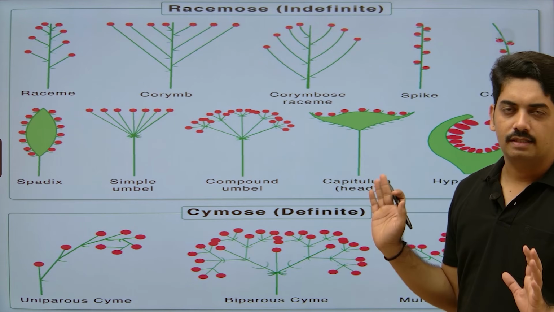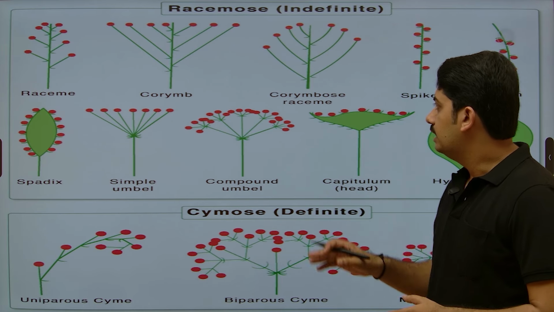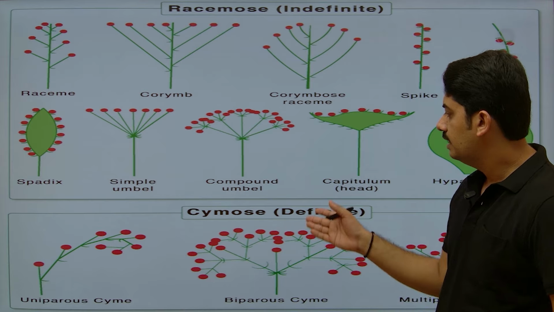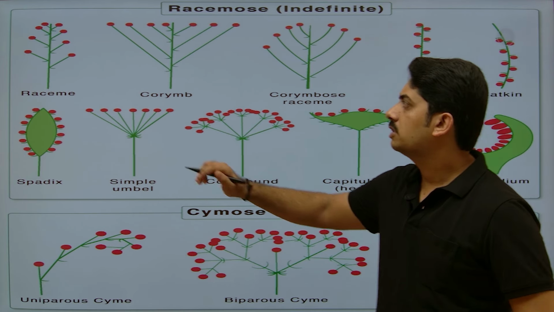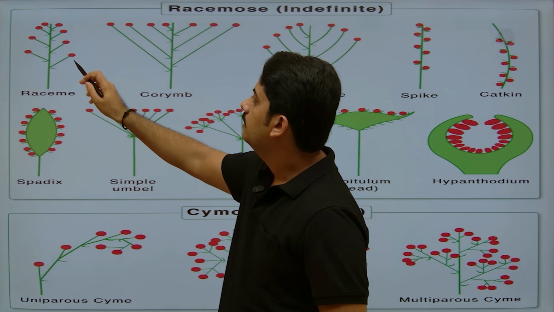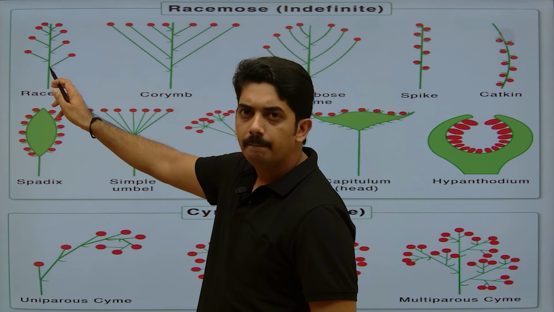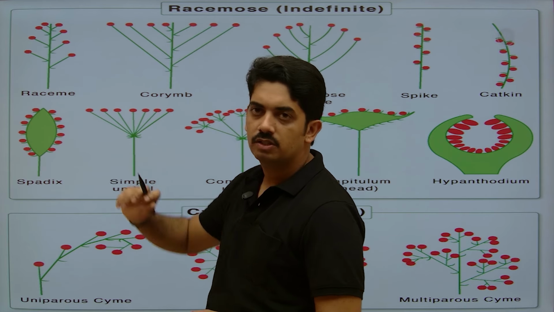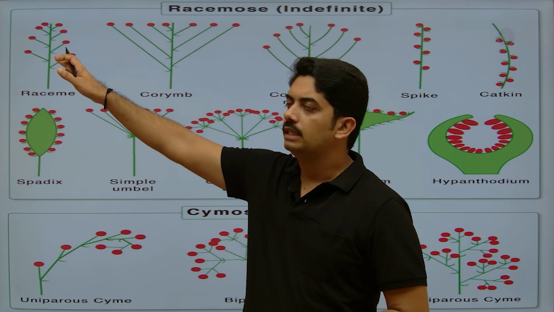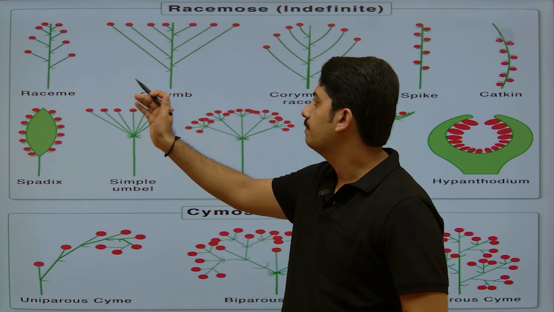This slide is very important because here you can see the different classifications of Racemose inflorescence and Cymose inflorescence. The first one is raceme. Please observe here younger flowers are at the top, older flowers are at the bottom, and at the base of the pedicel there is a leaf-like structure, and that is called bract. If this type of inflorescence is present, then it is called simple raceme.